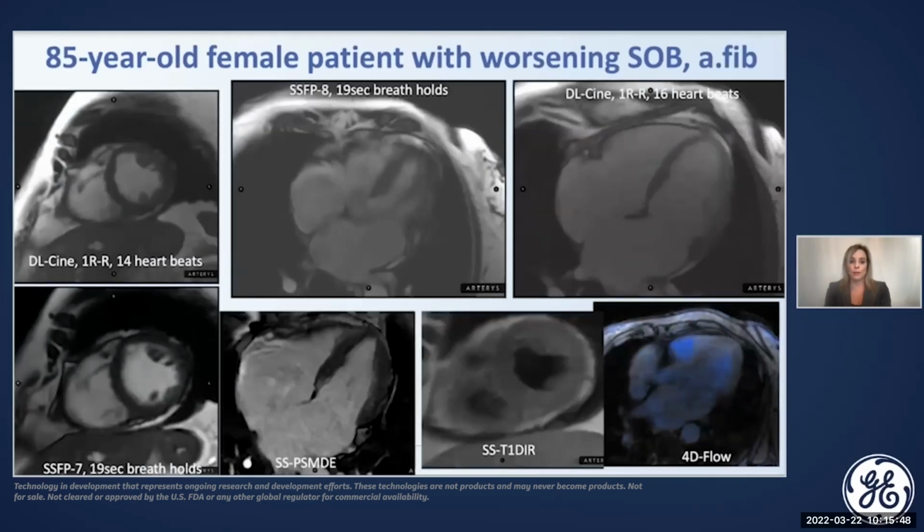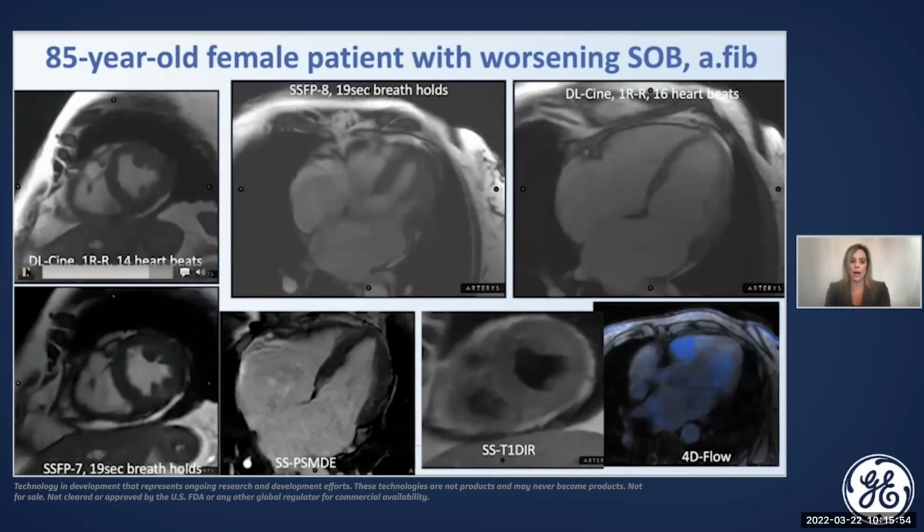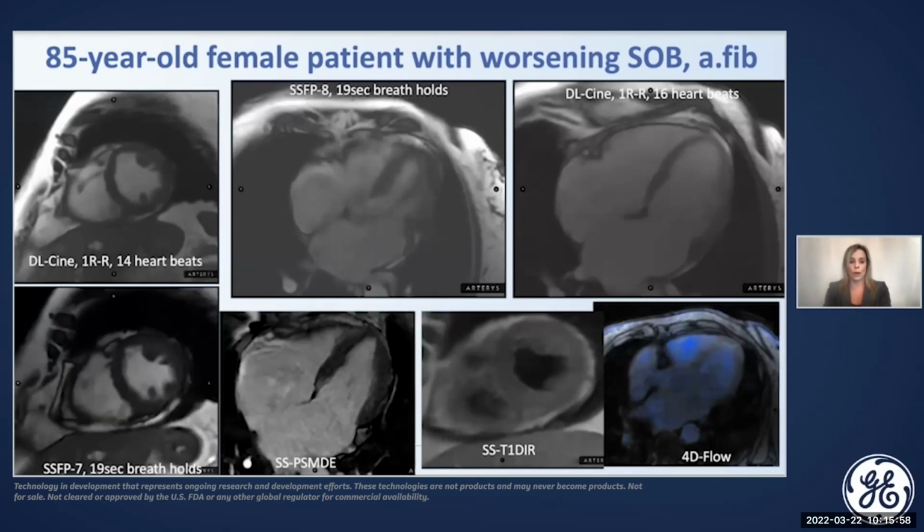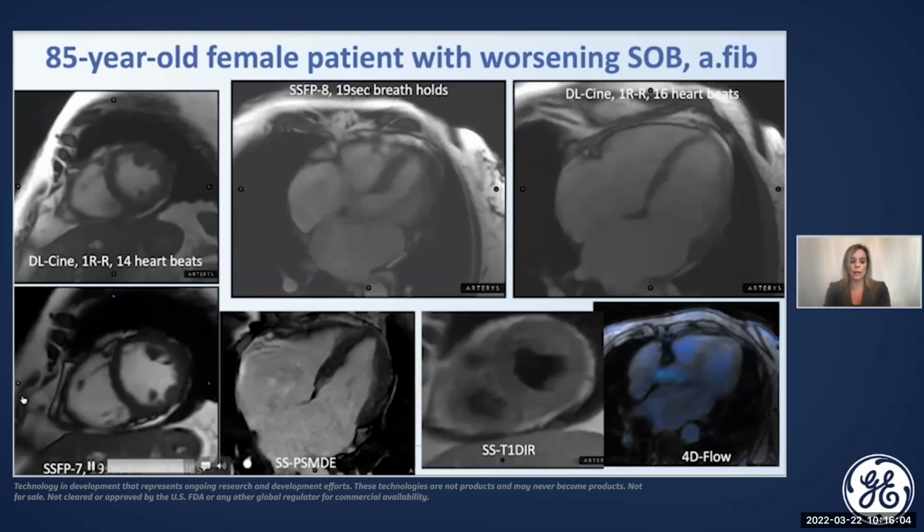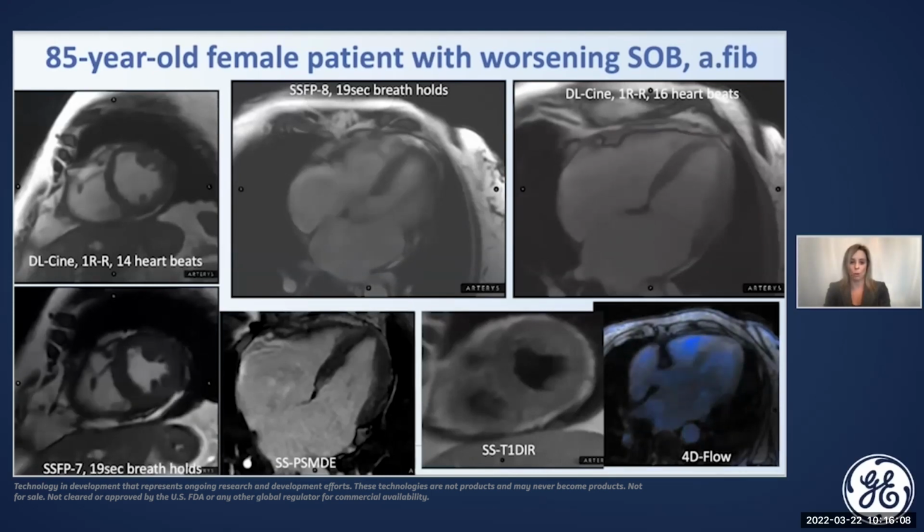This is an example of an 85-year-old female patient with worsening shortness of breath. On the top left image, we have our short axis DL Cine image, which we acquired over 1 R to R, 14 heartbeats for the entire short axis stack. On the bottom, you can see our SSFP images. These were 7 19-second breath holds.